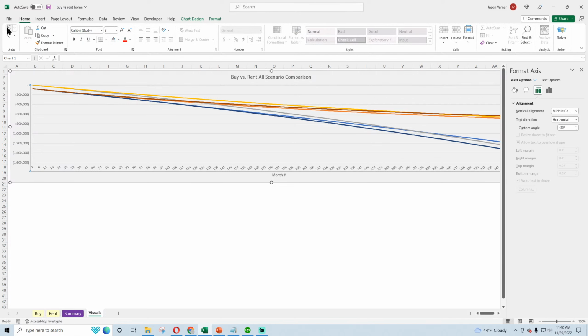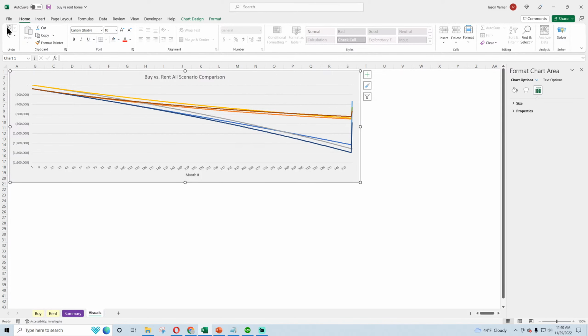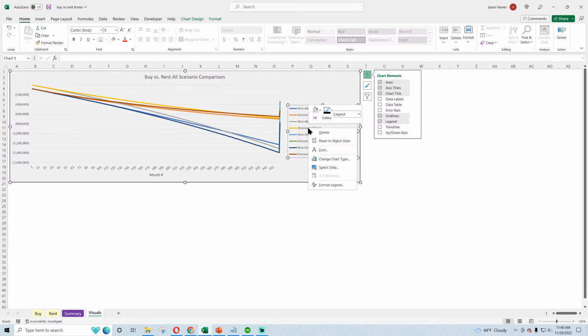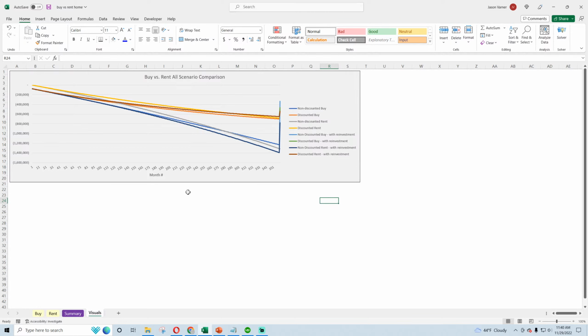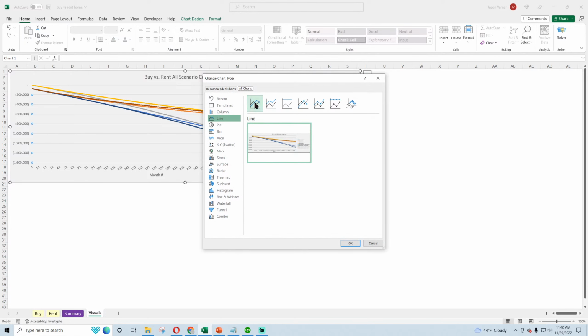Undo that, undo. Okay, so here's your lines. It's kind of hard to tell. Let's get a legend in here. It's a little bit difficult. Is this a stack? No, it's not. Okay.